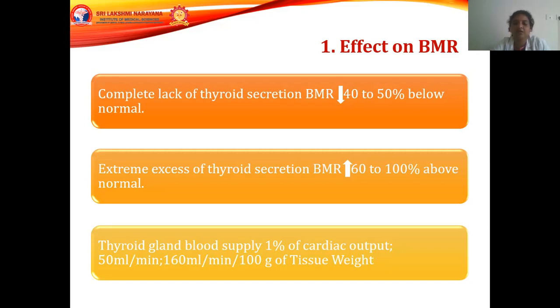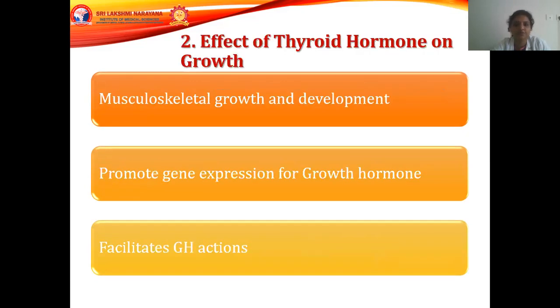So the thyroid gland, since it has a lot of effect or an influence on the BMR, has to be adequately perfused. So how much is the perfusion or the blood supply to the thyroid gland? It is around 50 ml per minute, which accounts to around 160 ml per minute for every 100 gram of tissue weight. And this totally accounts to around 1% of the cardiac output.